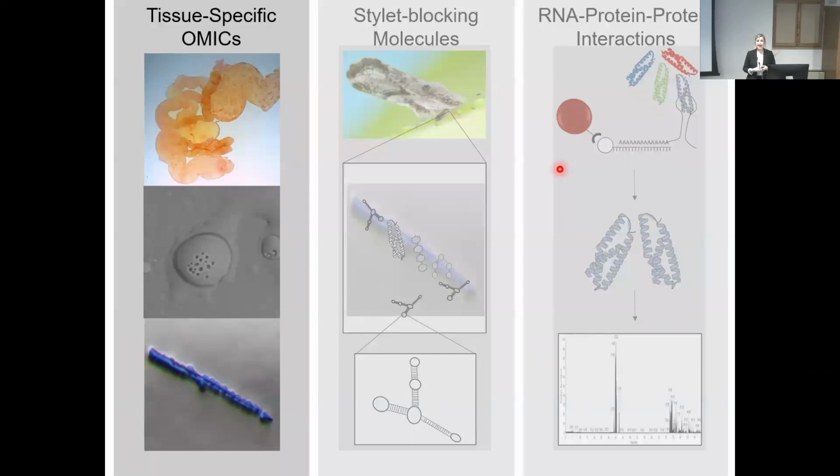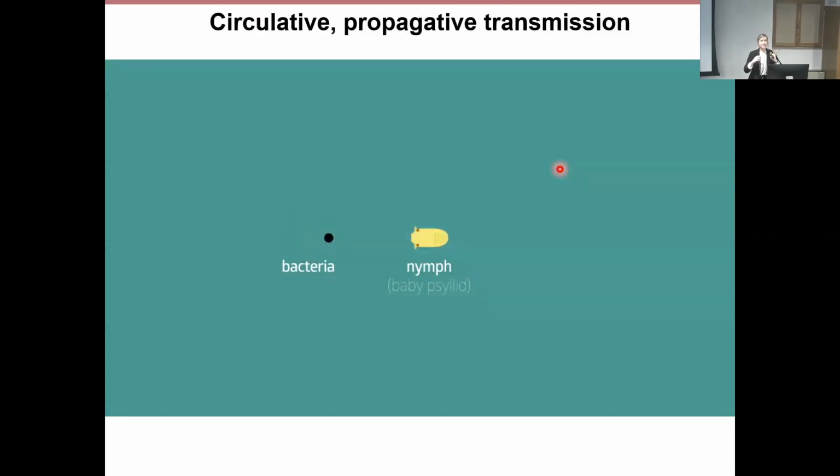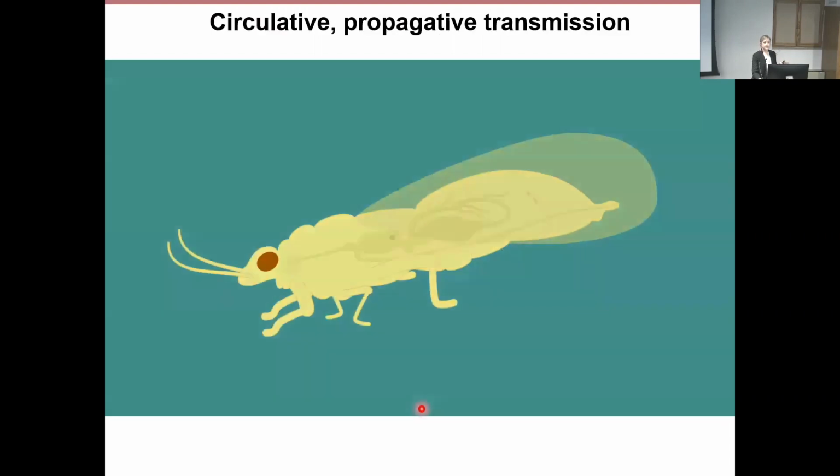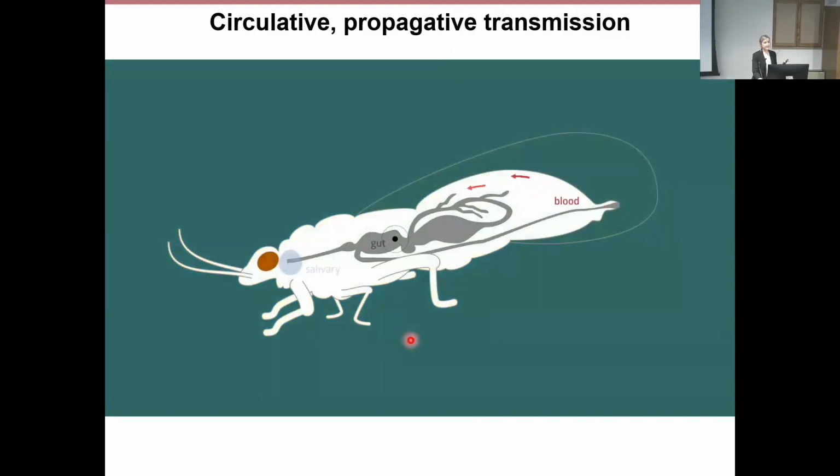But to do this, I have to tell you more about how the process occurs when CLas moves through the insect's body. So baby psyllids, or nymphs, feed on CLas-infected trees and acquire the bacteria into their bodies, and then they molt through several different stages. And then the adult looks like this.